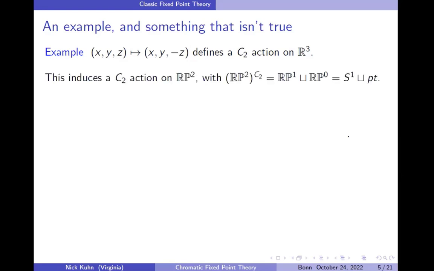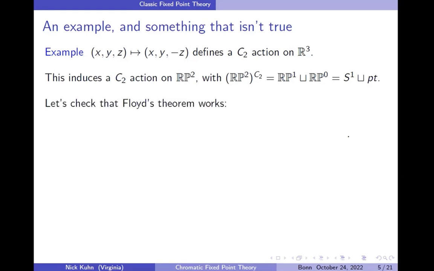And so this gives you a C2 action on the space of lines in R3. The fixed points are lines that don't get moved. So you have the North Pole, South Pole line, and then anything that was in the XY plane, so it's giving you the lines in the plane. I wrote it in a way that suggests how you would think about this normally. It's S1 disjoint union a point, okay?